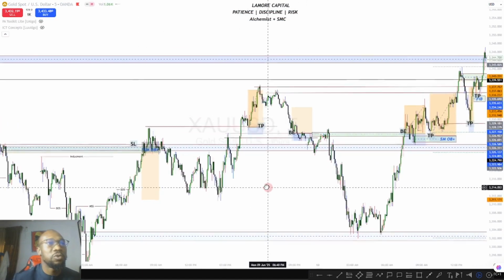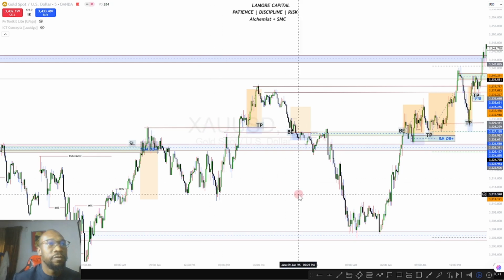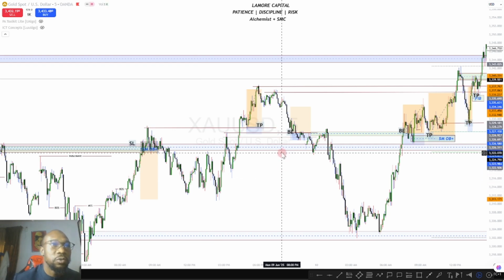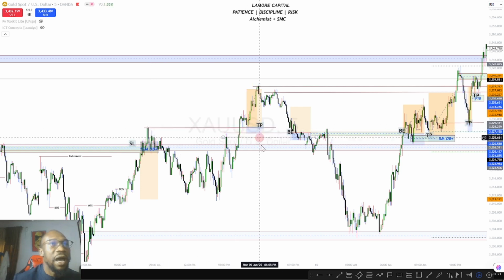So this is the second trade now. My confluence for this second trade is very simple. Double engulfing candle, guys. This is it here. This is my double engulfing candle, and I have liquidity.